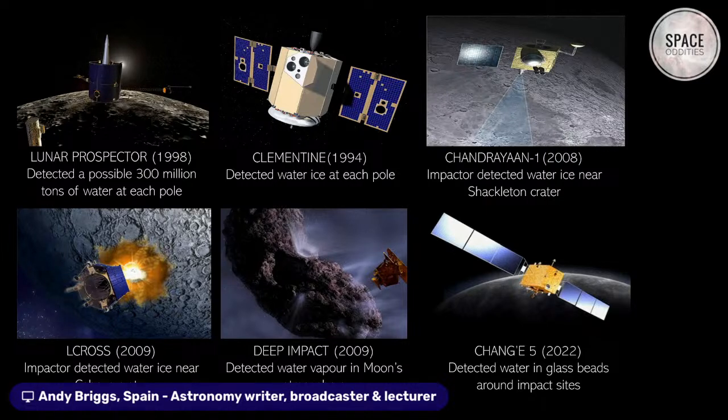And Chang'e 5, you may remember, I think I reported on this a couple of weeks ago, found that around impact sites on the moon, around craters, in other words, all these glass beads lying about on the surface that were full of water. So there may be a huge amount of water locked up in those glass beads around craters just on the surface of the moon. So these were all momentous discoveries.